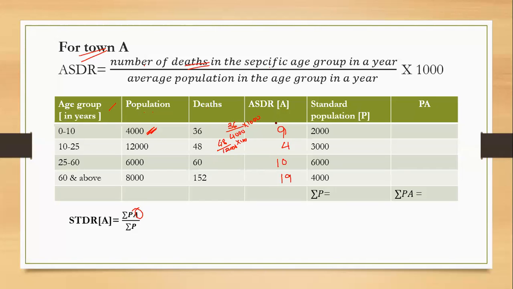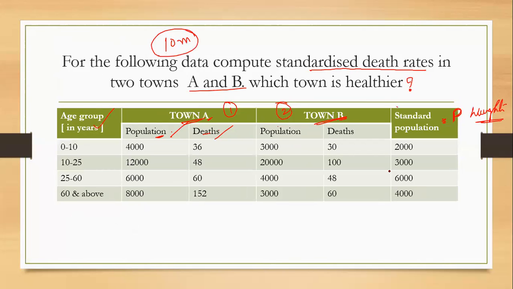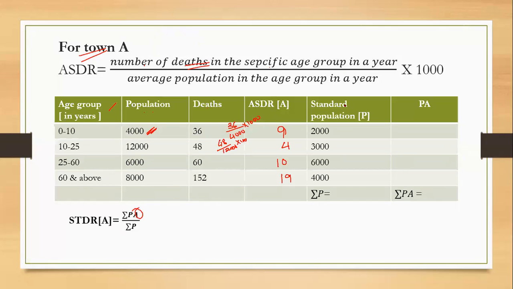Now, after the calculation of ASDR, we have to take the standard population. Write that standard population here. That is considered as P. The standard population is considered as P. In the crude death rate we consider a different P, but here we consider the standard population as P. Now how to calculate? PA is nothing but P into A, that is standard population into ASDR.